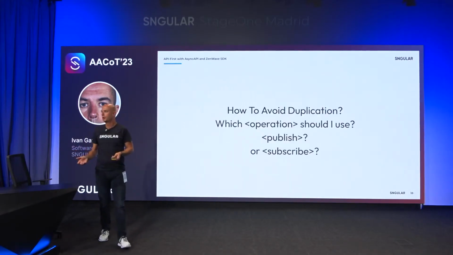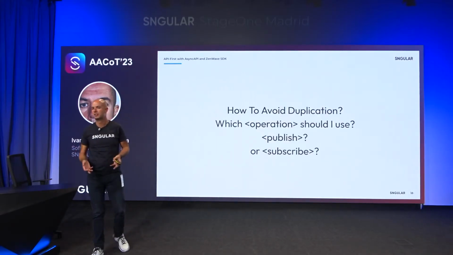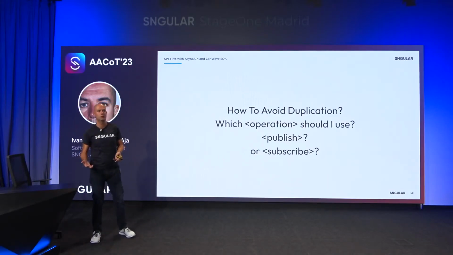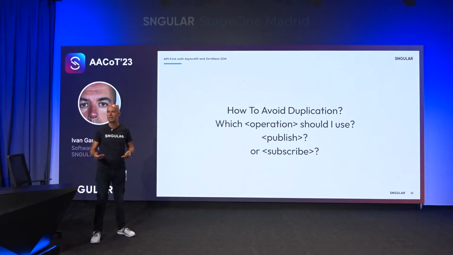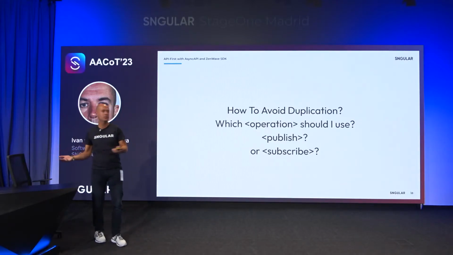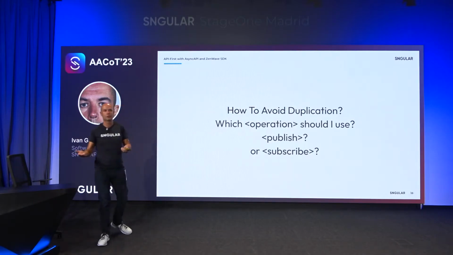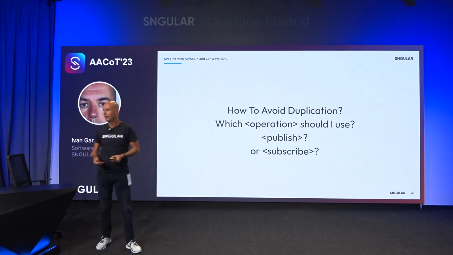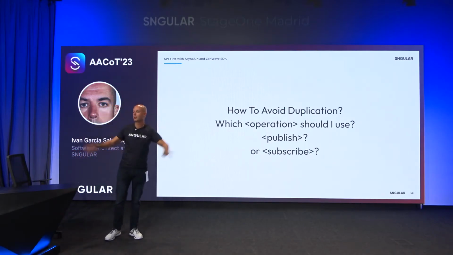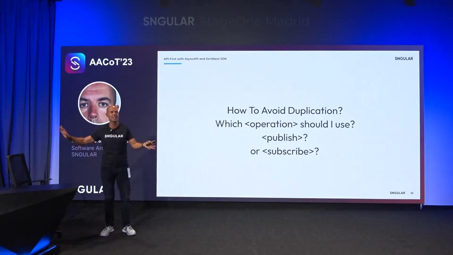So how do we document our APIs? When we were proposing this, adopting AsyncAPI and creating this plugin, which was about 4 years ago, we needed to make some decisions. How to avoid duplication, which operation should I use? Should I publish? Should I subscribe? Should I use both? Should I create 2 APIs, one for this side, one for the other side, which is exactly the same, but the other way around?